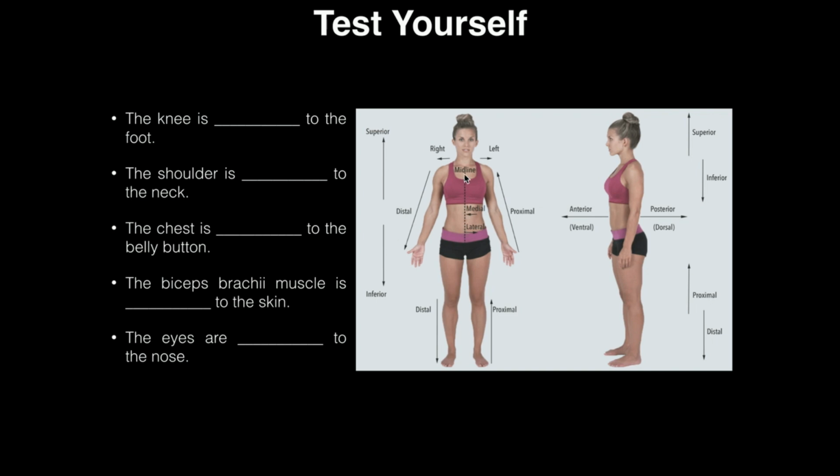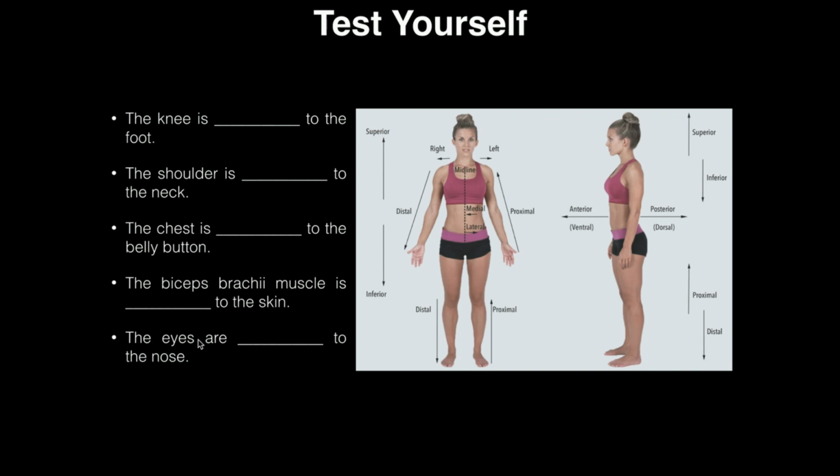Well, now we're talking up and down on the torso, so we're going to be using superior and inferior. The chest is obviously above the belly button, so the chest would be superior to the belly button. All right? Now, biceps brachii muscle, you don't need to know what that is exactly. The point is it's a muscle. So any muscle really is blank to the skin. Well, the muscle is going to be deep to the skin because the skin is the most superficial part of the body. So the biceps brachii muscle would be deep to the skin.